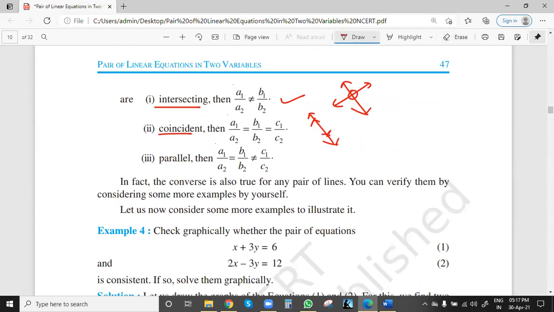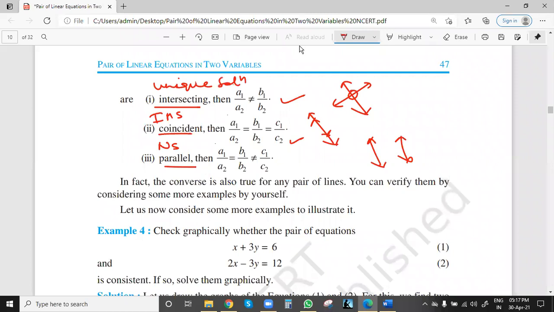Coincident lines will give infinitely many solutions: a1 by a2 equal to b1 by b2 equal to c1 by c2. For parallel lines, a1 by a2 equal to b1 by b2 not equal to c1 by c2. These three conditions you know because you have seen them many times. Intersecting will give a unique solution. Always write them, because writing is important for long-term retention. Coincident means infinitely many solutions, and parallel means no solution.